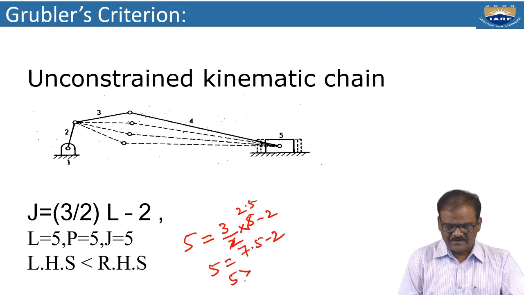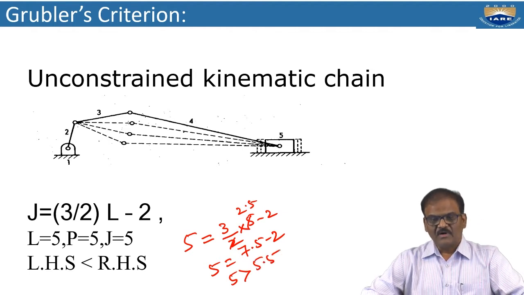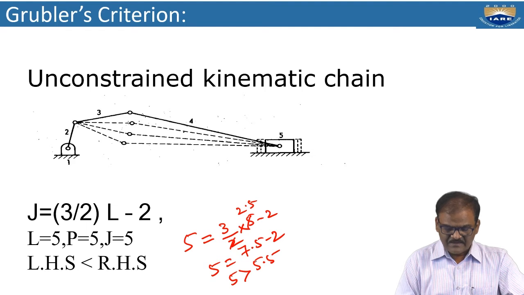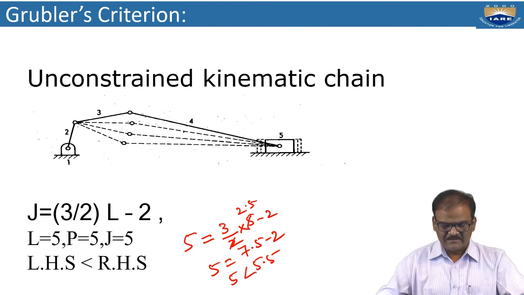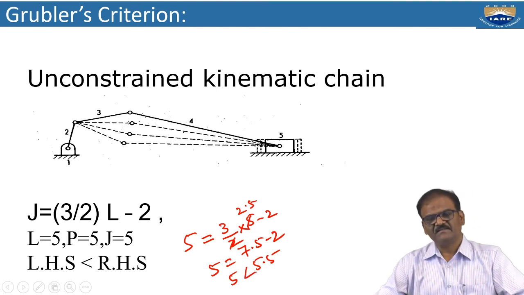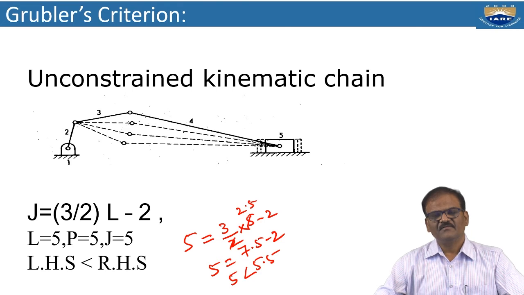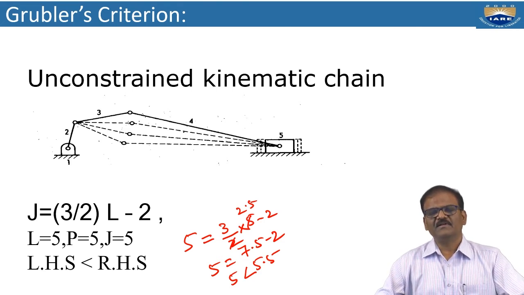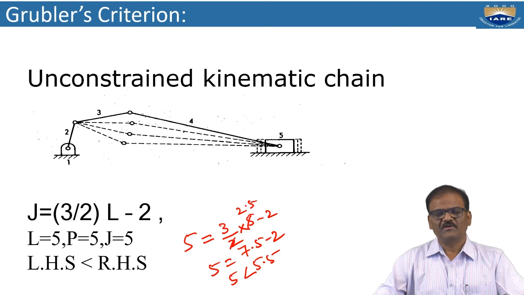5 is greater than 5.5. So, therefore, LHS is definitely less than RHS. In this criteria, when you look at it, definitely one input will not give one output, or otherwise we require 2 inputs to get one unique output.